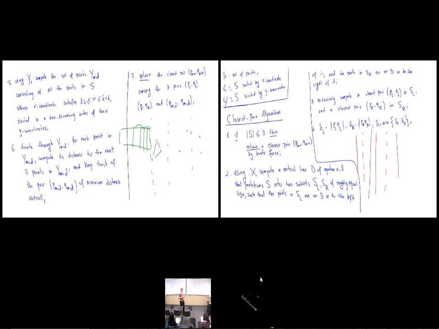Is it possible that 3 points have the same distance? Yeah, why not? So in this case, we return the 3 points of an equilateral triangle. It's allowed. Yeah, there could be many closest pairs. You just have to return one. Okay, any other questions?